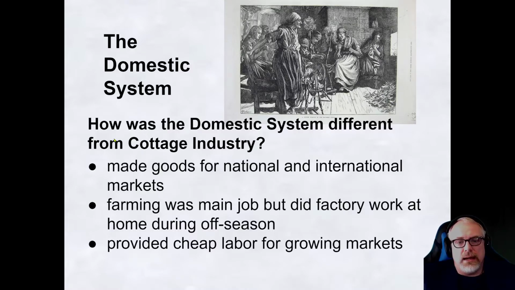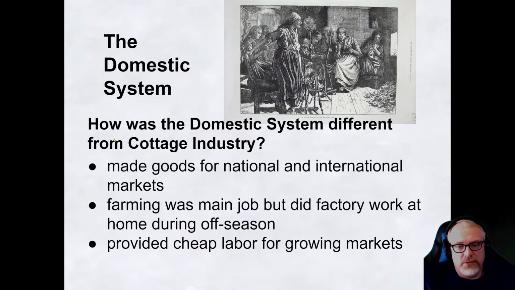How the domestic system is different from the cottage system is that the goods made in the domestic system are for domestic consumption, whereas goods for the Industrial Revolution are going to be sold on the international markets. Farming was the main job that people did in the day, but in the evening they could do factory work from their home or during off seasons.